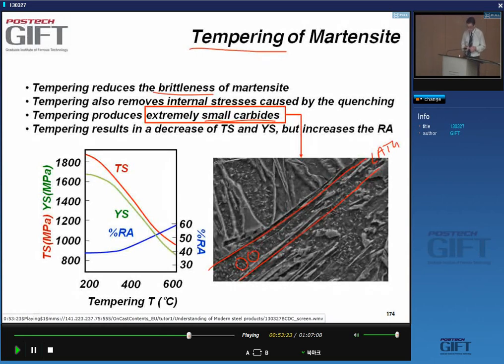And you can see this here. What happens to the strength of martensite as you temper? So here you temper at different temperatures, and you can see the tensile stress decreasing as you go, and the reduction of area or the ductility increasing.